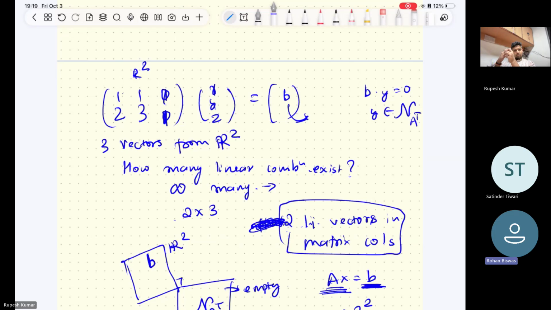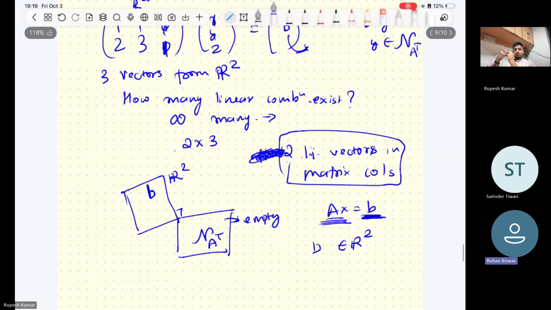In this case, if it is not in the null space or left null space, it must be elsewhere. The picture looks as if there is plenty of space apart from this column space and left null space. There might be plenty of things. Am I right on this? Yes, you're thinking it correctly.